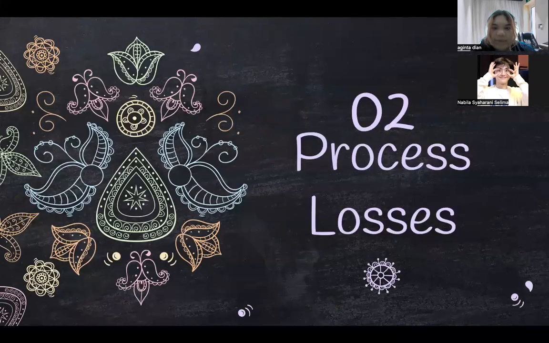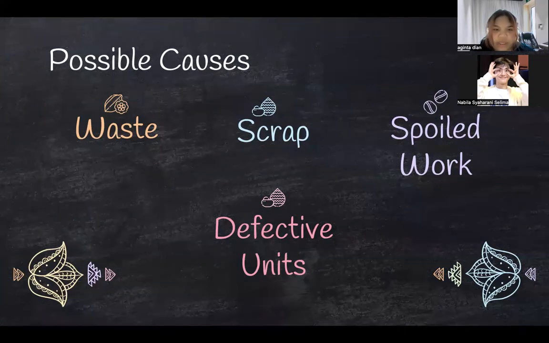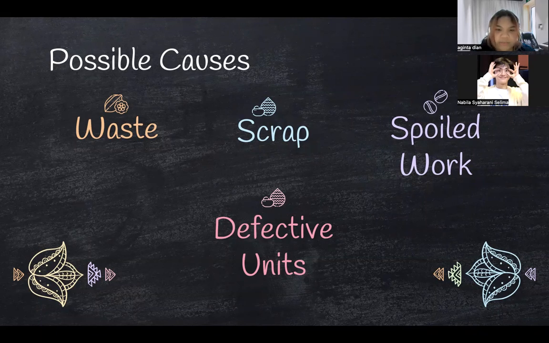The next one is process loss. Process loss can happen when the quantity, weight, or volume of process output is less than the quantity, weight, or volume of input. So output is smaller than input. There are possible causes. The first one is waste. In certain types of process, material physically disappears due to evaporation or shrinkage, or discharges substances having no value. Examples are dust, smoke, and gases.